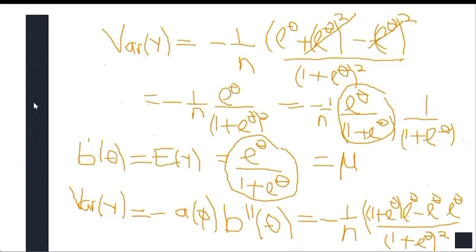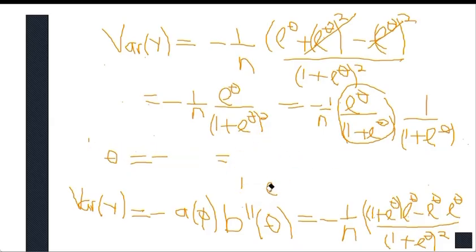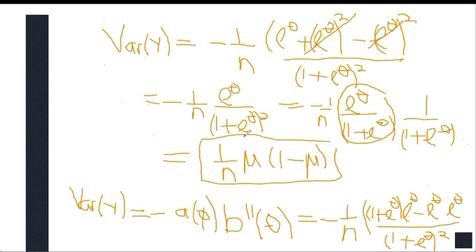So if I wanted to write that now, that's a negative 1 minus mu, and the negative is going to cancel the negative out. So what am I going to have finally? I'm going to have 1 over n, mu times 1 minus mu. So this is the variance of the binomial that I talked about.